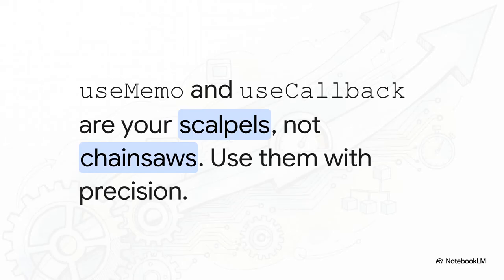So let's bring that analogy full circle. React.memo is your chainsaw. It's for chopping off entire rendering branches. But useMemo and useCallback, these are your scalpels. You use them with precision for very specific problems, like a function that needs to be stable or a calculation that's super heavy. You absolutely do not just sprinkle them everywhere.